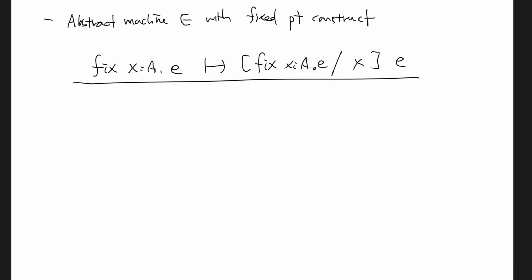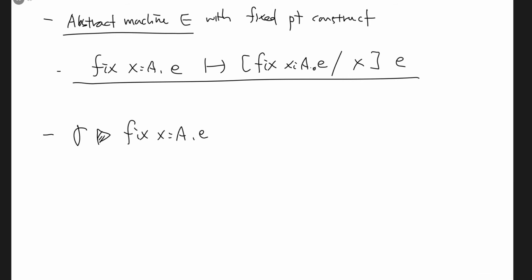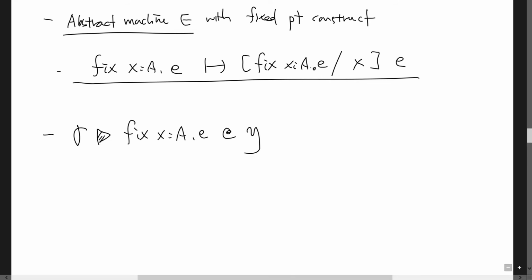Then let's try to extend the state transition rule for abstract machine E with a new case. Suppose that we are currently analyzing this fixed point construct under environment eta. Then we should keep analyzing this expression E. So we analyze expression E, and then what is the new environment?